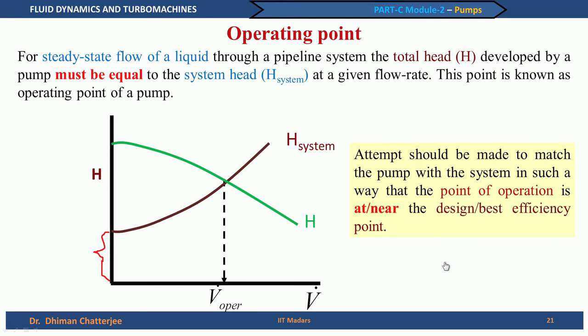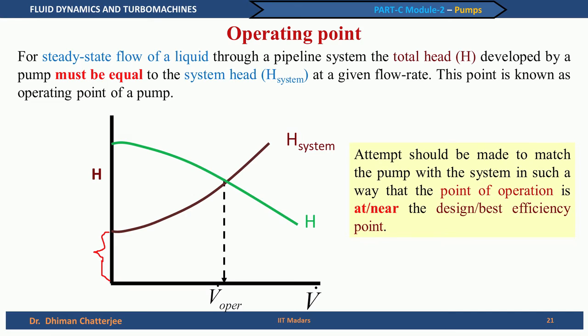The attempt should be made to match the pump with the system in such a way that the point of operation is at or near the design or the best efficiency point. So, we are talking about bringing one concept from the head, another concept from the H system, and when these two intersect we get the operating volume flow rate, operating head you can say. And if your design pump system has been given and the efficiency curve is matching, that the peak of the efficiency curve is close to the operating point, it is a happy situation.